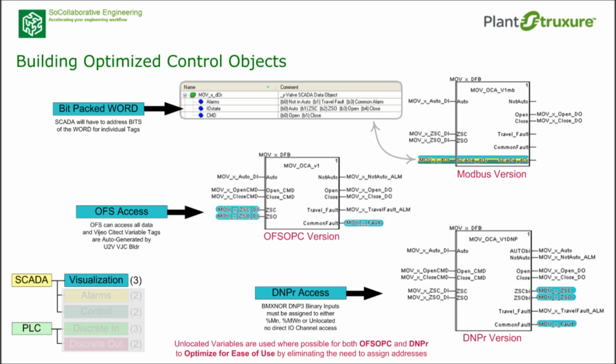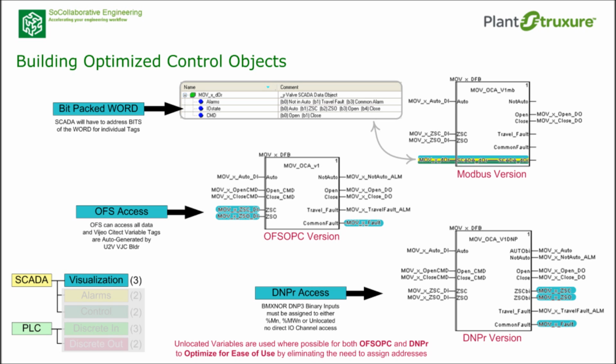Oh, and this means the SCADA developer's hands will be all over the keyboard. The OFS OPC version? OFS can access all data, and the Vijeo Citect variable tags are auto-generated by the U2V VJC builder. The DMPR version.